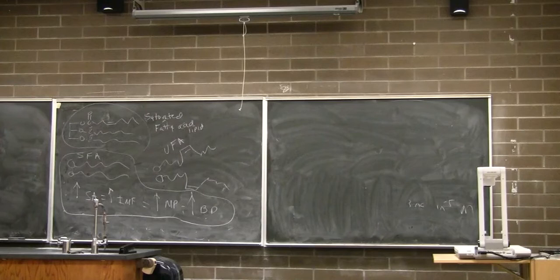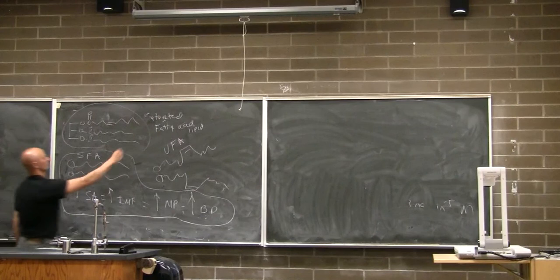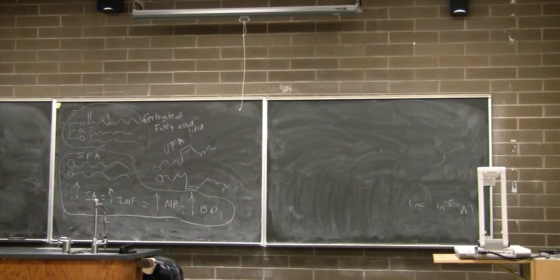These fatty acid lipids, we call them triacylglycerides. So this one right here is what kind of triacylglyceride? I want to say unsaturated, because it has that one double bond in it. So it's unsaturated because of the double bond. If it was all single bonds, then it would be saturated, and that would be D.